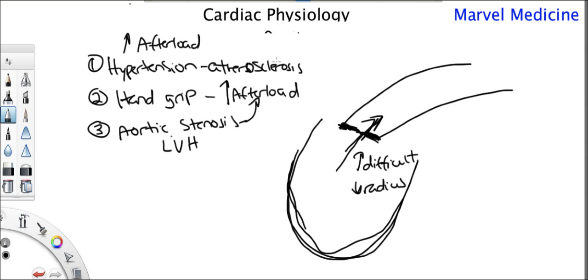Does that make sense? So I would get it in hypertension. For long-standing hypertension, I'm going to get hypertrophy. In aortic stenosis, I'll get hypertrophy also. Why? Because my ventricle has to work really hard to send out the same amount of blood.